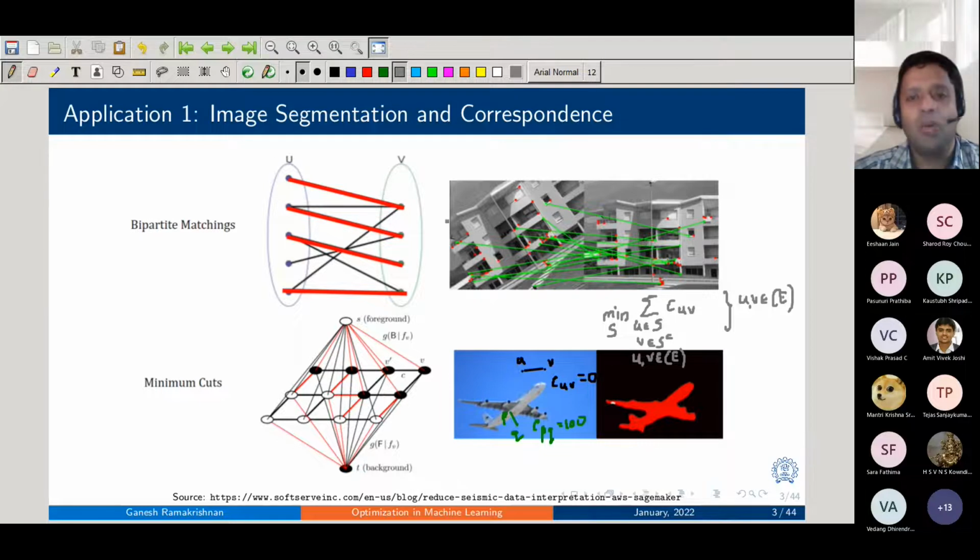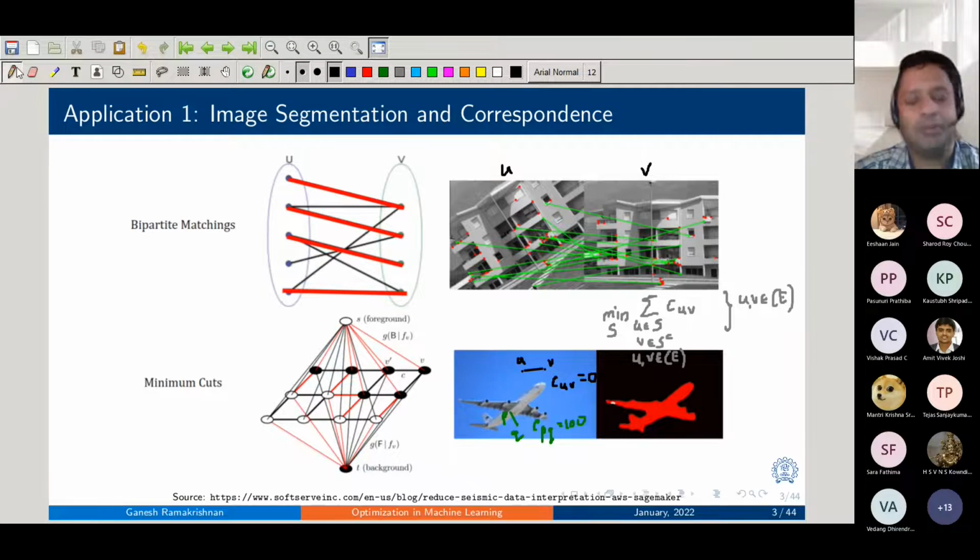flow problem. What's the bipartite matching problem here? You have these two images and you're trying to do a correspondence. You're trying to determine which pixel in the image on the left corresponds to which pixel in the image on the right. So the set of pixels of the image on the left, you can call them U, and these are V, and that's what we have shown in the image here. Now, how do you frame this problem?